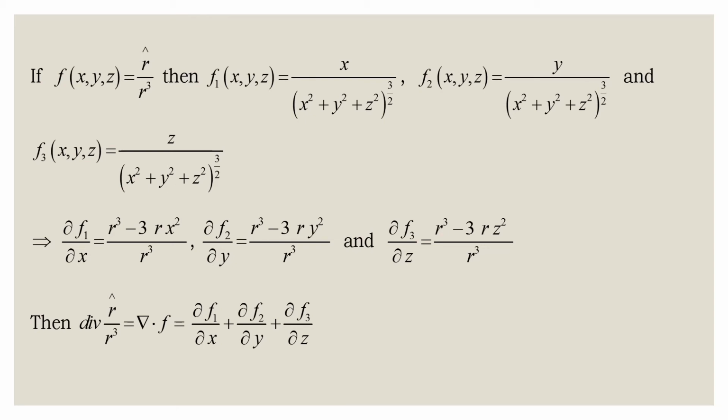Now we want the divergence of f. Div f equals the divergence of r cap by r cube, which equals the sum of the three pieces dou f1 by dou x, dou f2 by dou y and dou f3 by dou z. So div f equals dou f1 by dou x plus dou f2 by dou y plus dou f3 by dou z.